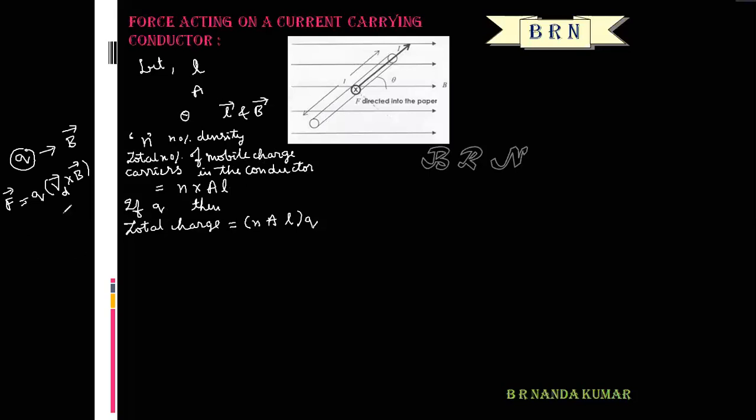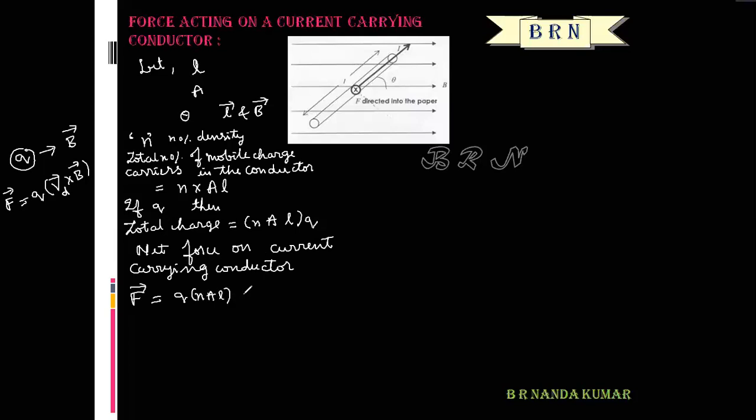Right, so actually your n A L q number of charges are moving in the conductor in the presence of uniform magnetic field. So the net force on the current carrying conductor, that is F vector is equal to q n A L into v_d vector cross B vector.